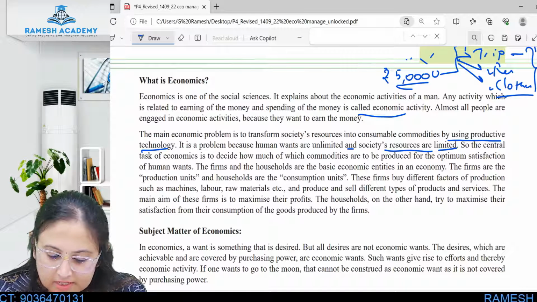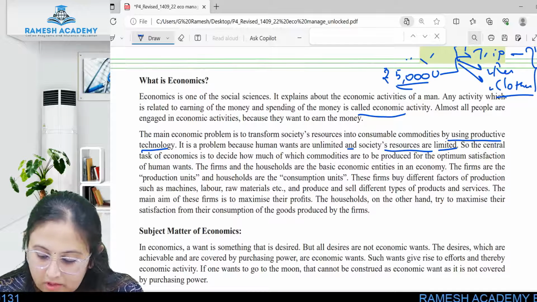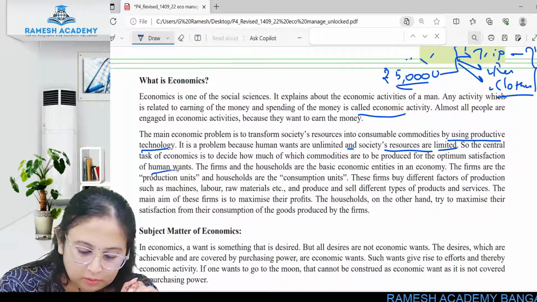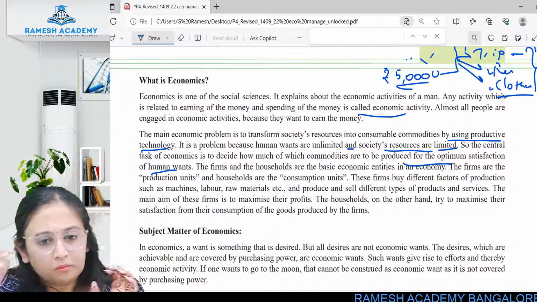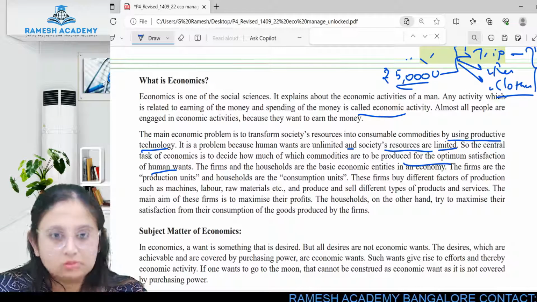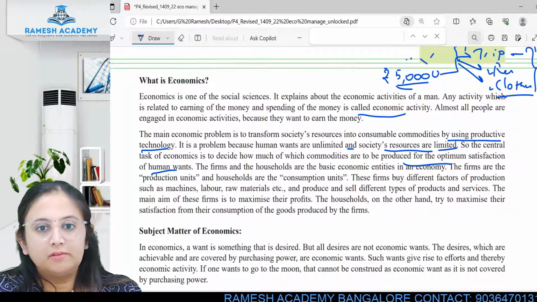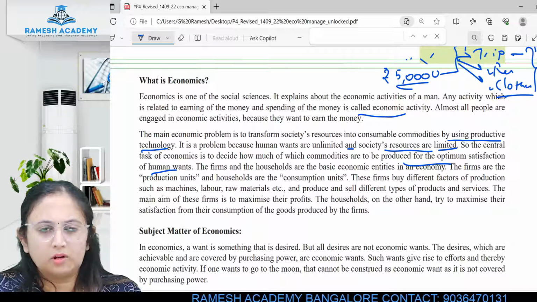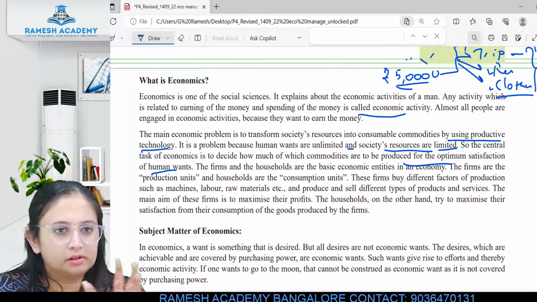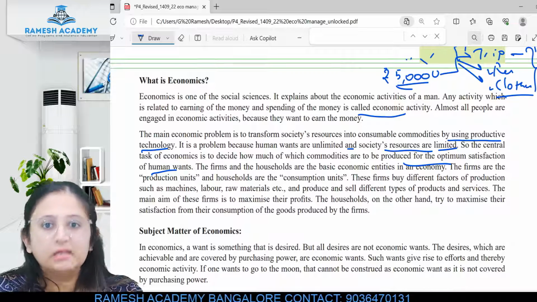So the main task of economics is to decide how much of which commodities are to be produced for the optimum satisfaction of human wants. For proper satisfaction of human wants, what resources we have to use and what production we have to do, what we have to manufacture, how to satisfy the human wants. That is what our producers and sellers will always be thinking about.